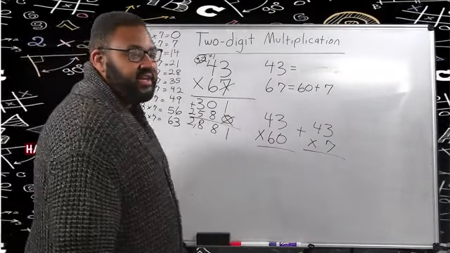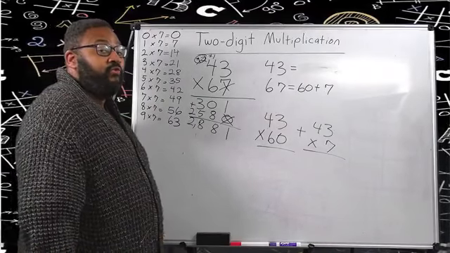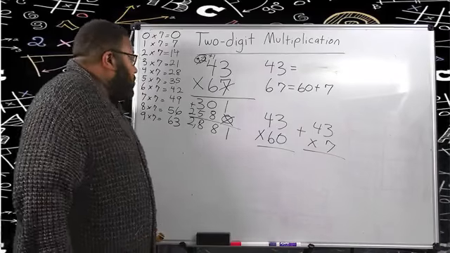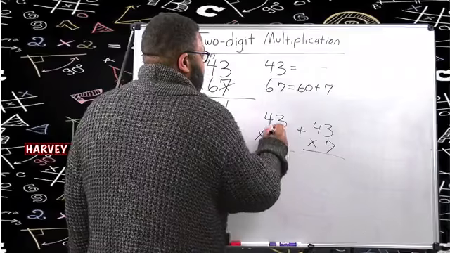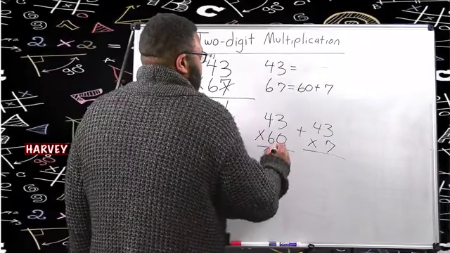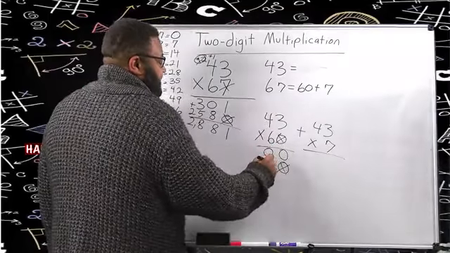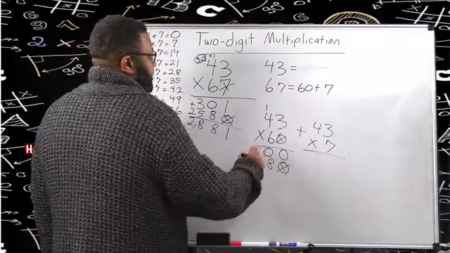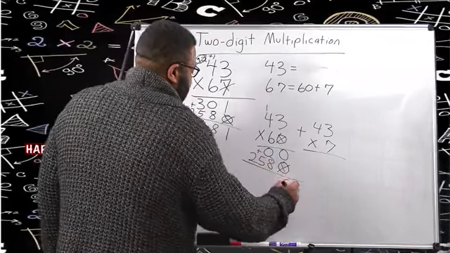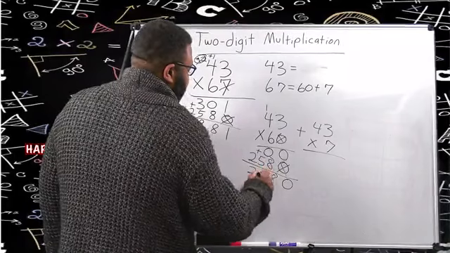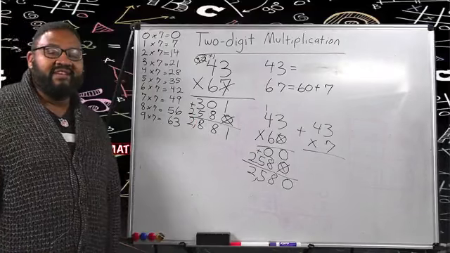And once again, just like Daddy's way, we go up and over, up and over, up and over. 0 times 3 is 0. 0 times 4 is 0. I'm done with this. I put a placeholder here. 6 times 3 is 18. Carry my 1, 24, 25. Does that look familiar? 2,580. That's what we have in our second section.